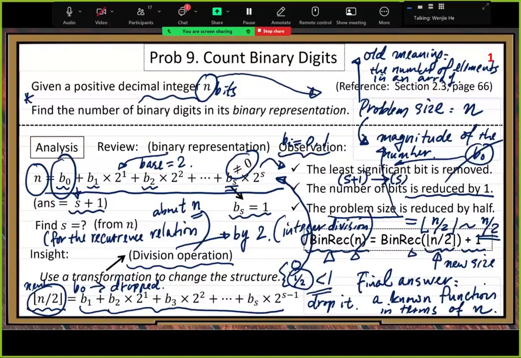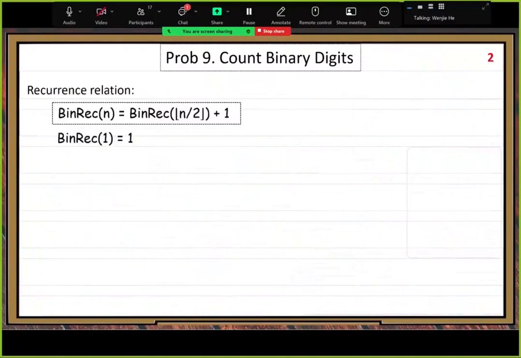All right, so let's find the solution next. We need a base case. Every recurrence relation must have some base cases. Here we only have one base case, and later you will see sometimes we need more than one base case. Here one base case is enough. Now we need to solve this recurrence relation.